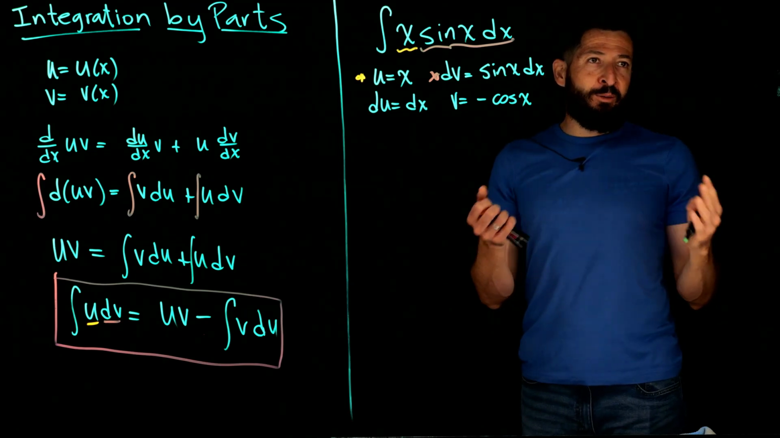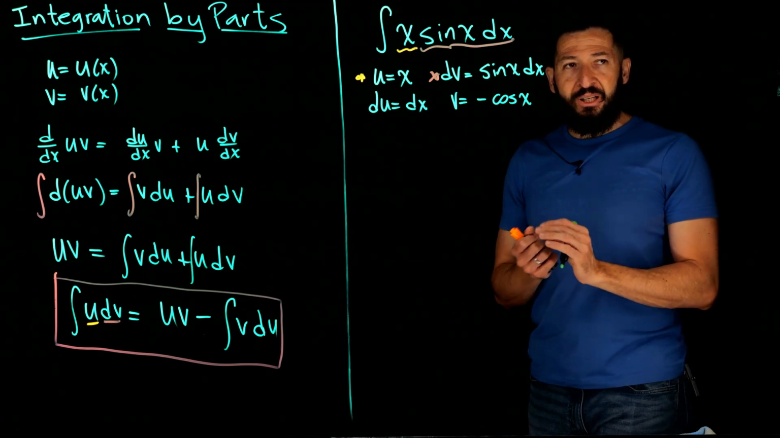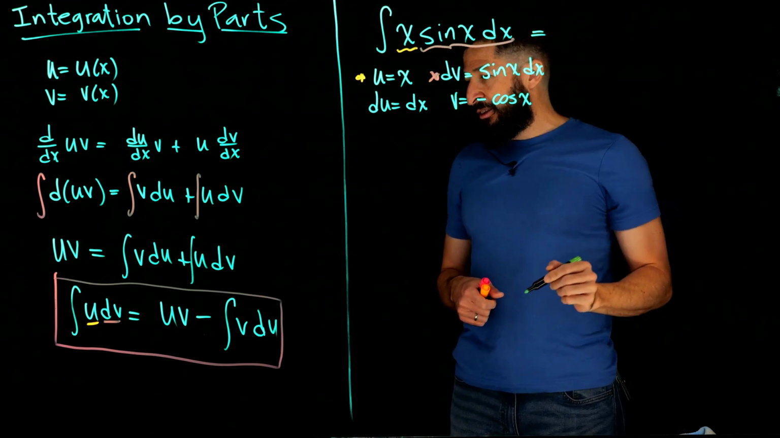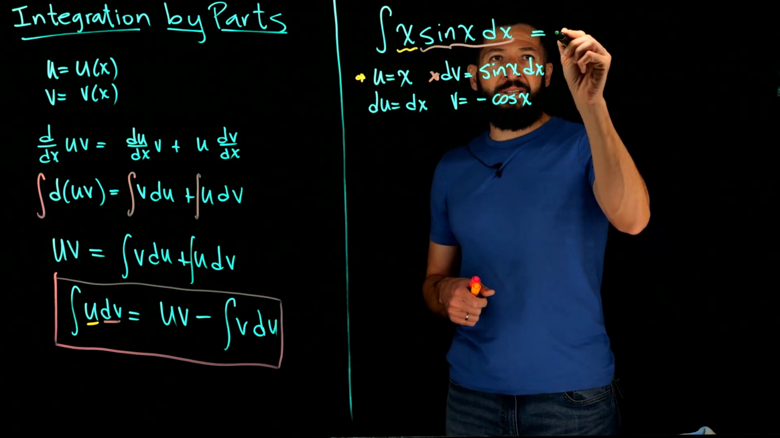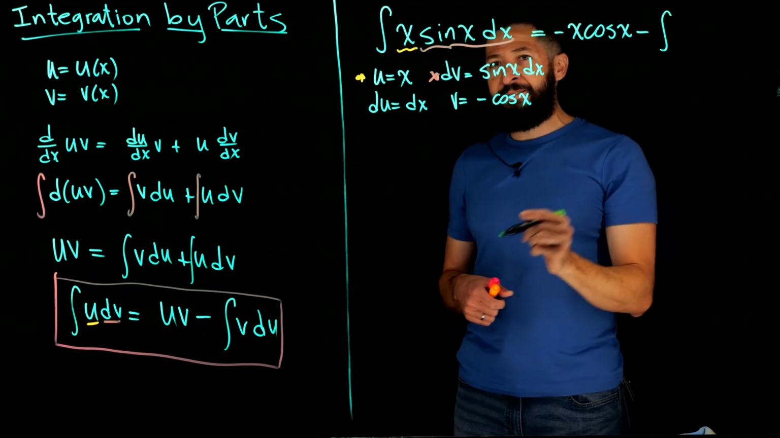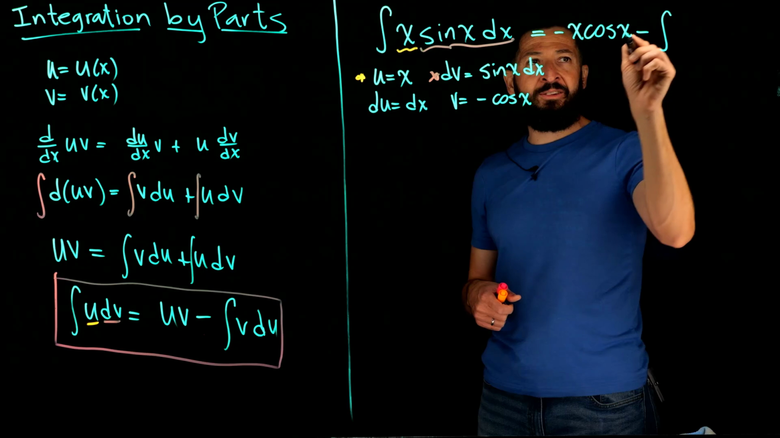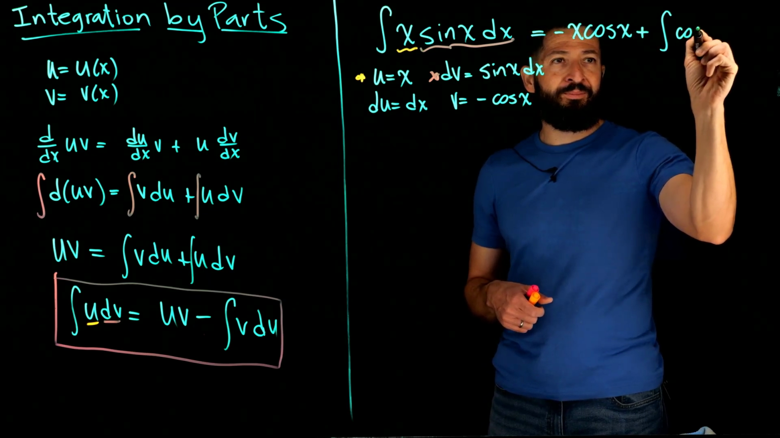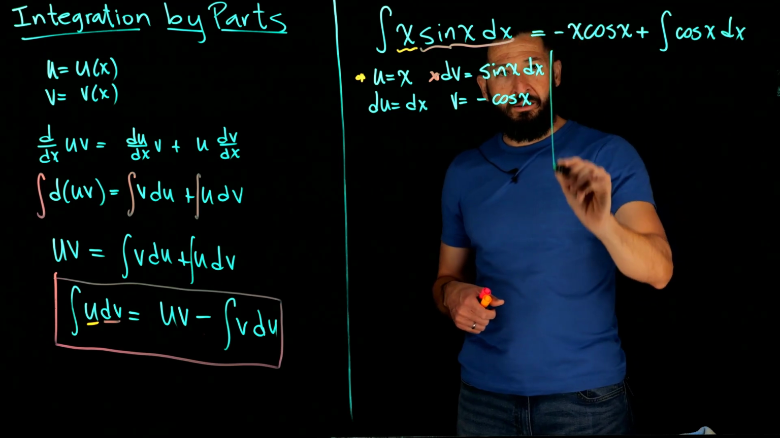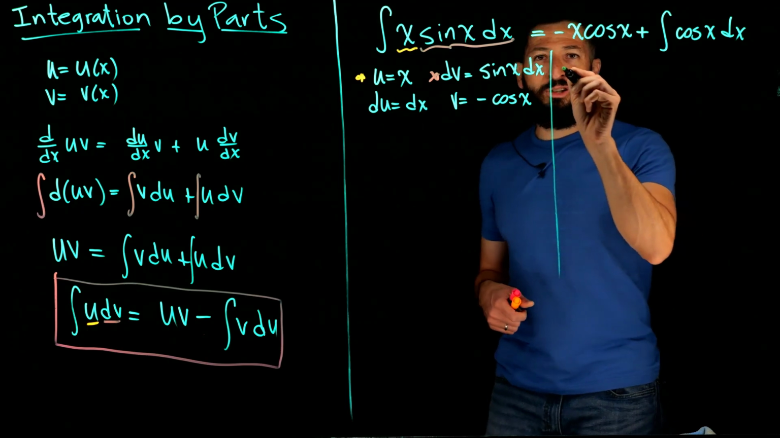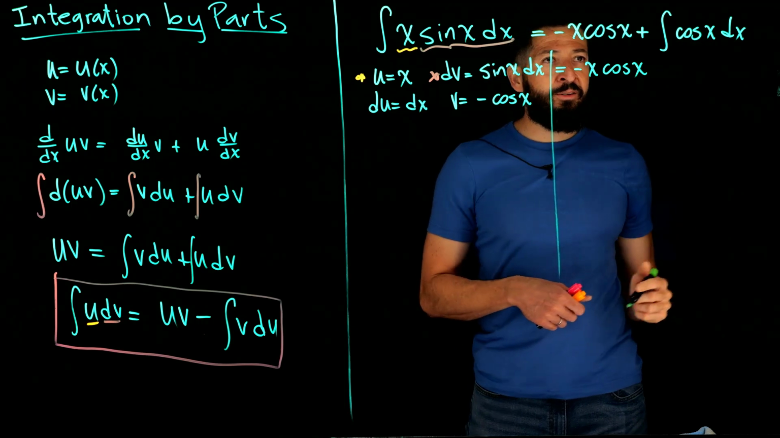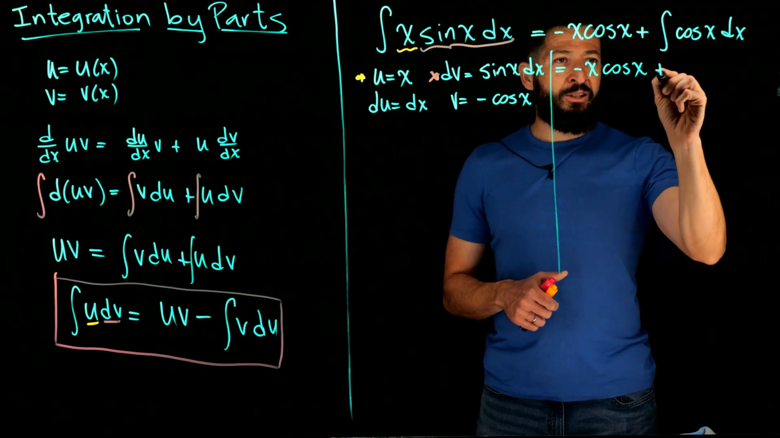So now that I separated the parts in a convenient way, I go ahead and write my formula. And so I get u times v, uv is going to be negative x cosine x minus the integral of v, this one right here. So negative cosine turns this into a plus. du is dx. Now that you did that, you copy your negative x cosine x, and then the integral of the cosine is going to be the sine.